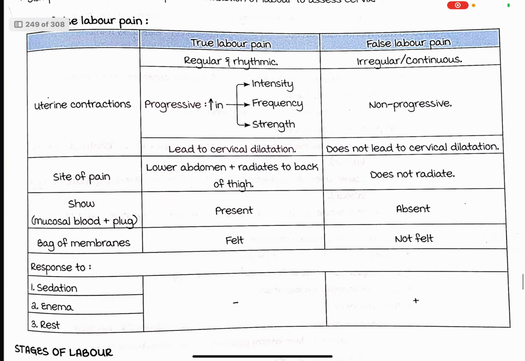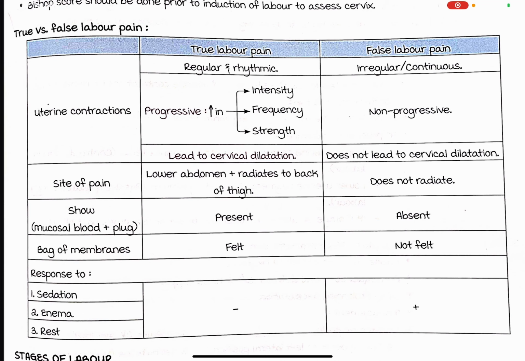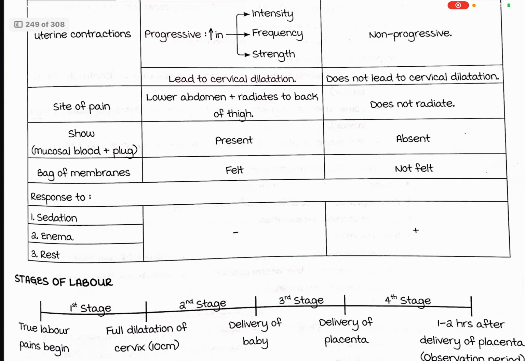True versus false labor. True labor pain, false labor pain. Uterine contraction: regular and rhythmic in true labor, irregular and continuous in false. True labor pain increases progressively in intensity, frequency, and strength. In false labor pain, there is no such increase. True labor pain culminates in cervical dilation, but false labor pain does not lead to cervical dilation.